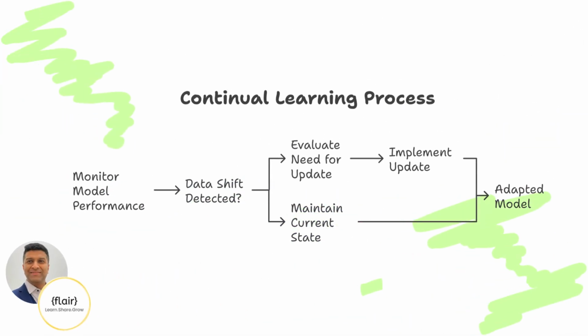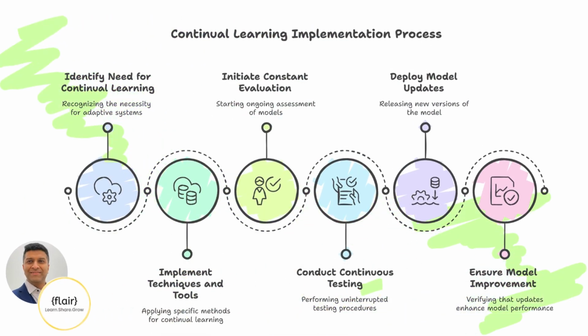So it's not just a set it and forget it thing. You have to keep an eye on things and make sure the model's still on track. It's an art, really, finding the right balance between being reactive and proactive. But with the right tools and techniques, you can build a system that adapts and evolves as the world changes around it. And that's what continual learning is all about, right?